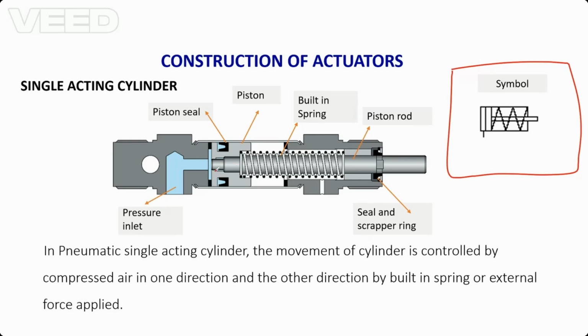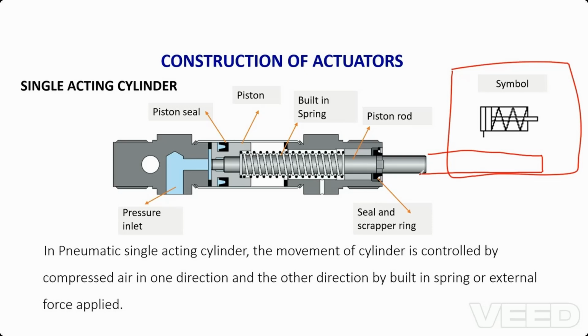As air pressure increases, it tries to move the piston. As a result, the piston rod gets extended, whatever the distance it has. After extending, we can do multiple types of operations like clamping, cutting, drilling, whatever the operation might be.